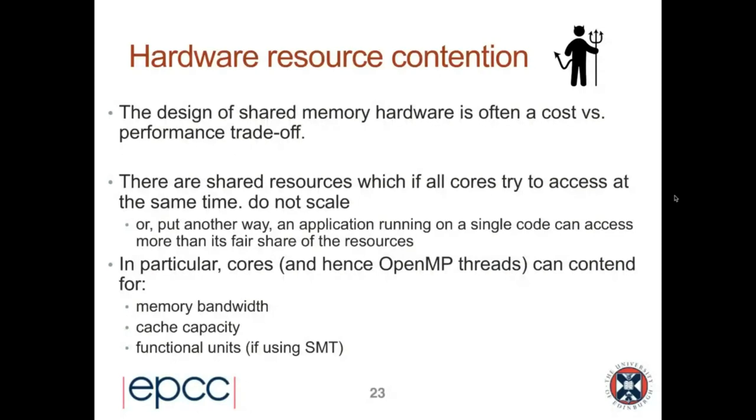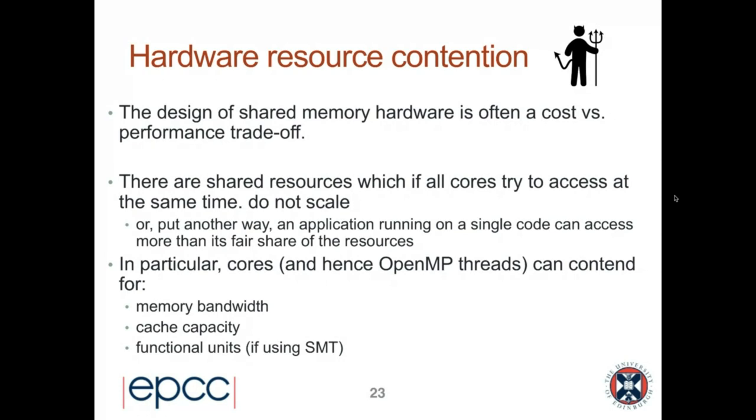Or if you put it the other way around, if you're a glass half full person rather than glass half empty, then an application running on a single core, sorry, there's a typo in my slide there, that should say single core, not single code, is able to access more than its fair share of the resources. So that means when you do scaling tests, you see less than ideal speedup, because your sequential code gets more than its fair share of resources.